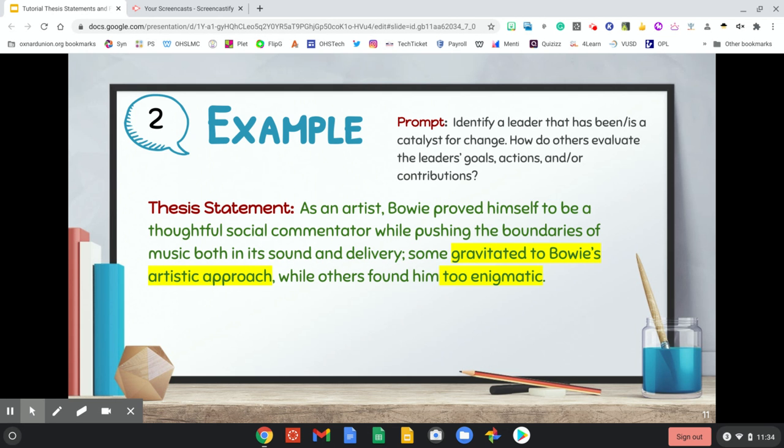In body paragraph 1 of this essay, it will be written about how people gravitated to Bowie's artistic approach, going to how he was a social commentator and the sound and delivery, while others found him too enigmatic. Some didn't get him, again, because he pushed the boundaries of music in its sound and delivery. In this particular essay, if it were to be written, there would be 4 paragraphs, 1 intro, 2 body paragraphs, one about Bowie's artistic approach and the other about him being too enigmatic, and then a conclusion.